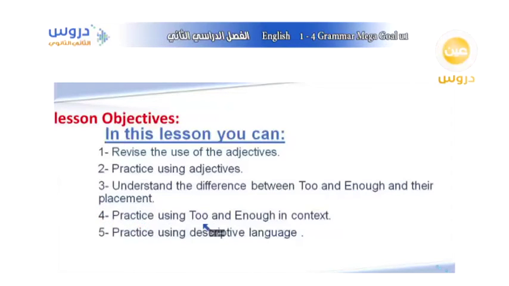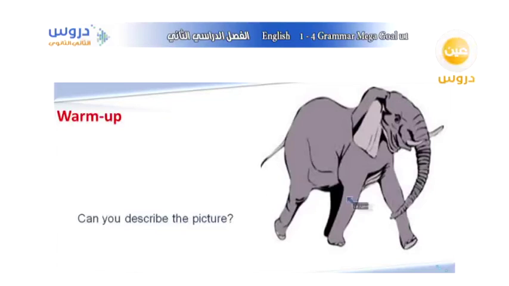Number four, we are going to practice using too and enough in context. Where can we put them in context? Number five, practice using descriptive language. So, here, warming up, we have a picture of an elephant. Can you describe the picture? Actually, I need you to revise in your mind some adjectives which are suitable for describing this picture. Okay, for example, here we can use big, tall, huge. So there are many adjectives that can be used here.